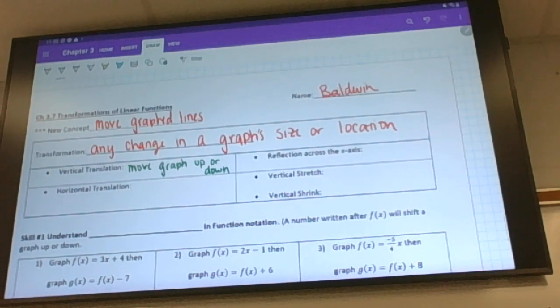So a lot of times we like to say you slide it up or down, or you shift it up or down. Vertical, we know, is up and down. So a translation is a move up or down. The line slope stays the same. You just move it up or you move it down. A horizontal translation, you move the graph right or left. You can move a graph up or down or right or left.